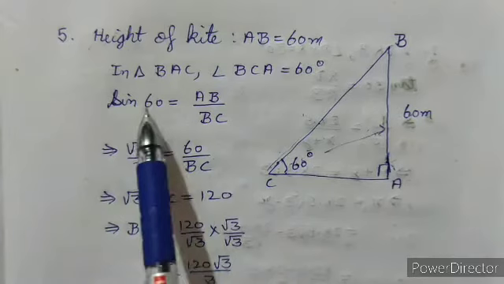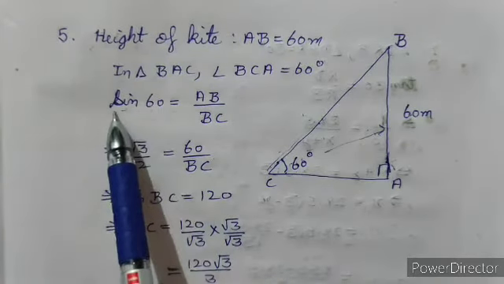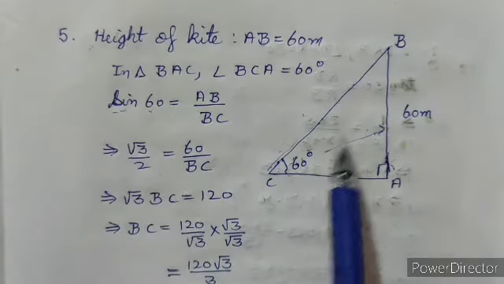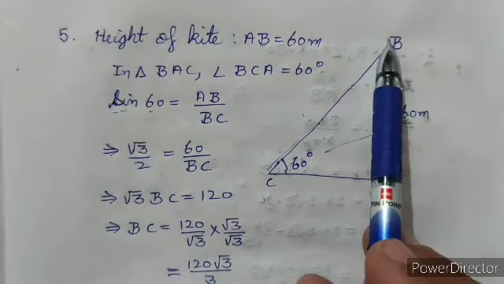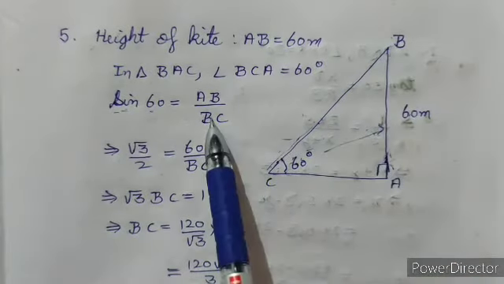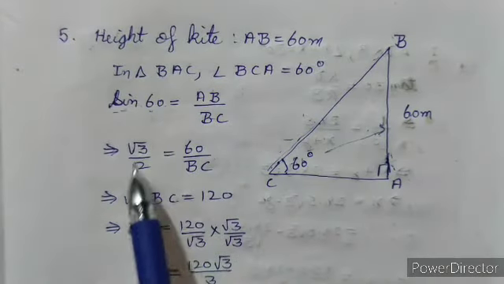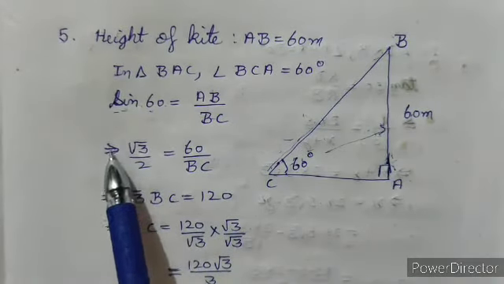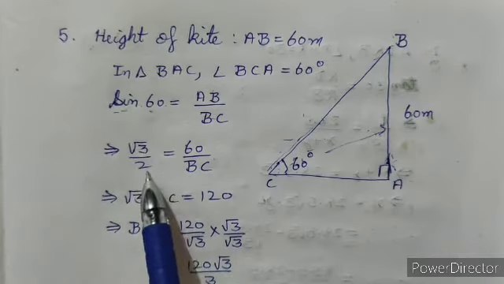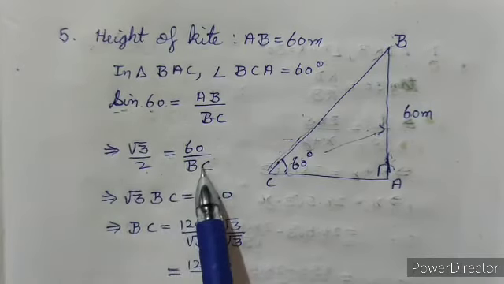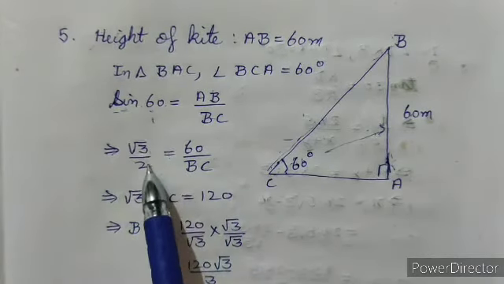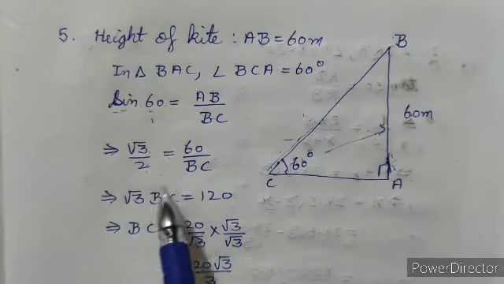So we can apply sin 60. So sin 60 will be equal to perpendicular, that is AB, upon hypotenuse, that is BC. Now on putting the value of AB and sin 60, we will get root 3 upon 2 equal to 60 upon BC. Now the value of sin 60 is root 3 by 2.